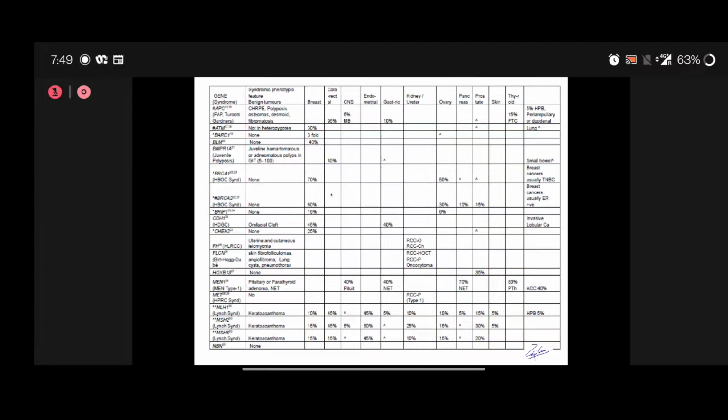This just shows that you don't have just one gene and one cancer or one syndrome. For a particular cancer, there could be so many genes which could be mutated, and for a particular gene, there could be different cancer manifestations.